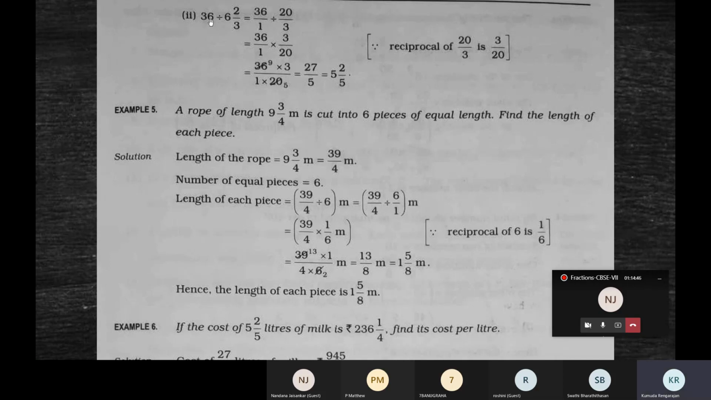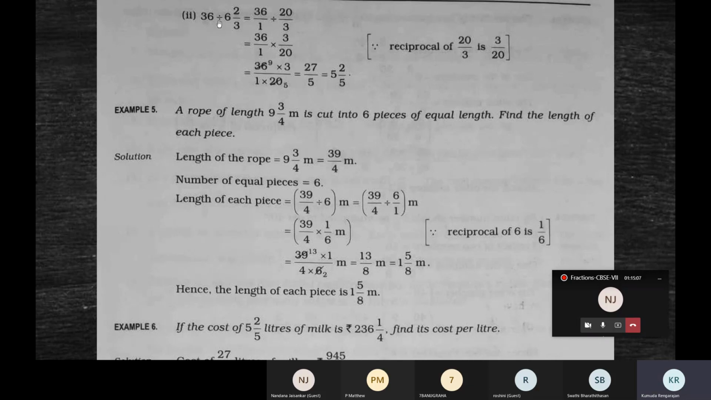So what is the procedure? 36 can be written as 36 by 1. Division, you can see it here, divided by. 6 2 by 3 is a mixed fraction. Write it in its improper form. So it's 20 by 3.